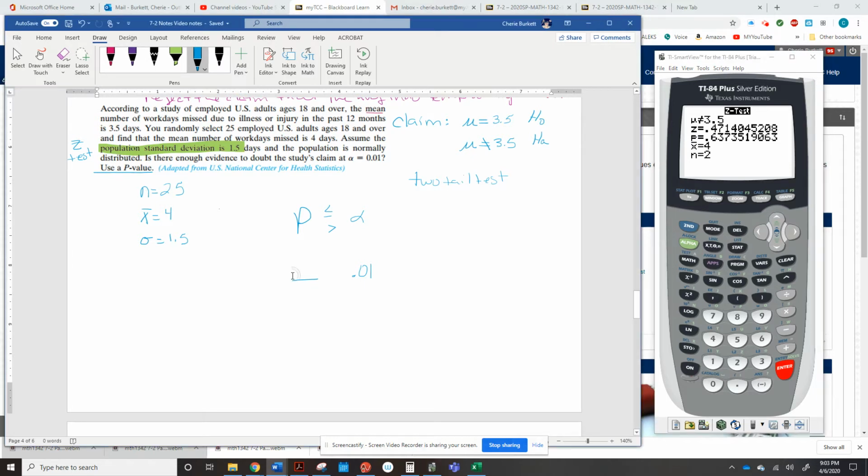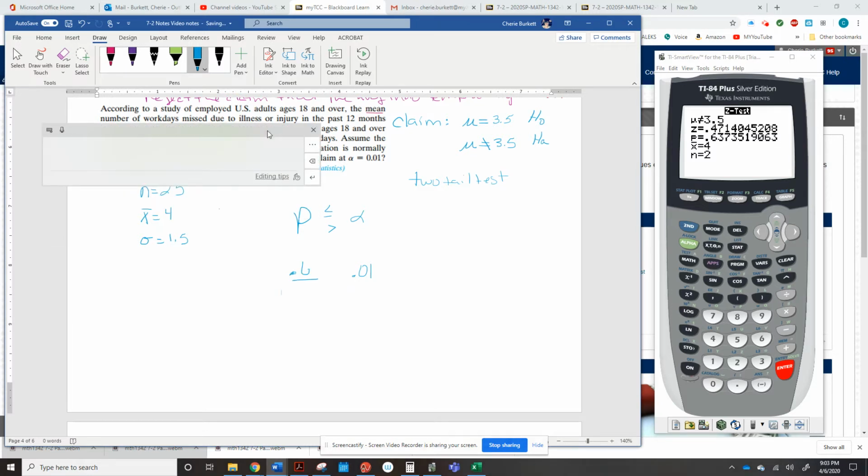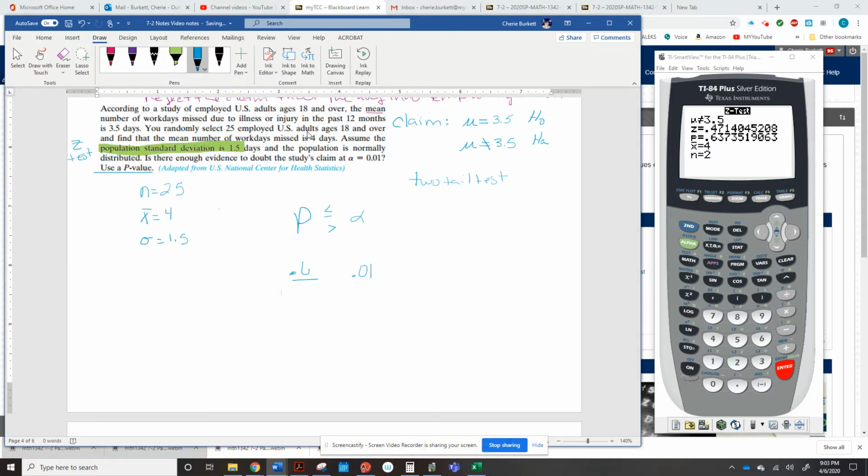So, oh goodness, point 63. I don't even know what that is. I've never seen that before. 0.63, areas are normally four numbers. 0.6374. Okay, but we can see already that this number right here is greater than 0.01. 63 cents is much bigger than 1 cent.